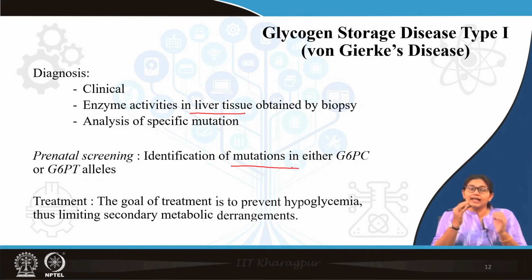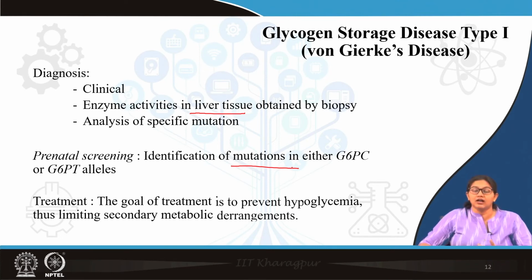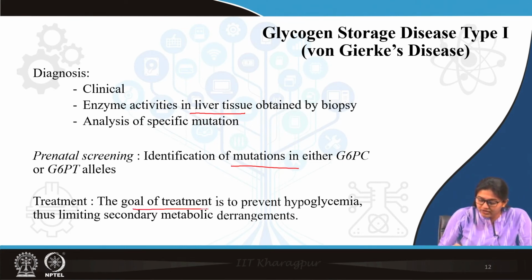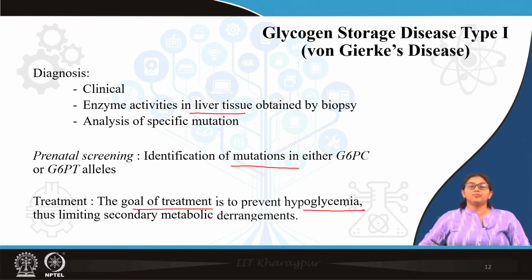And finally, the line of treatment is basically because the majority of the acute manifestations are actually from hypoglycemia. So, if that is checked, other metabolic derangements like hypertriglyceridemia and hyperuricemia can be checked. So, the goal of the treatment is to prevent hypoglycemia.